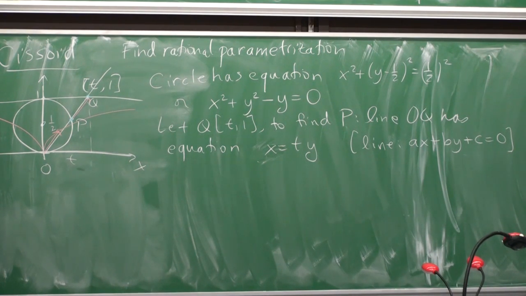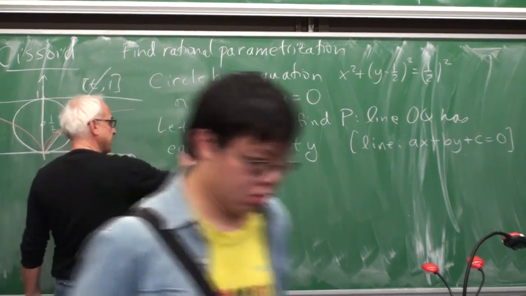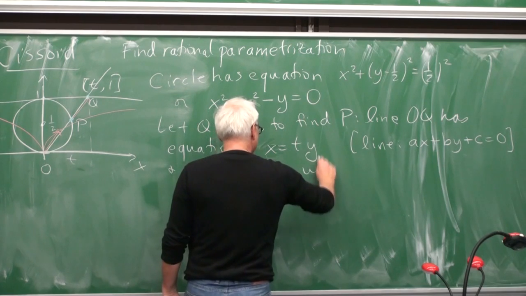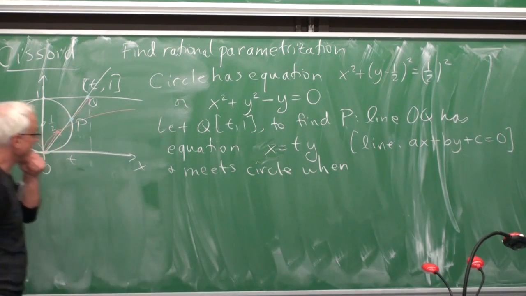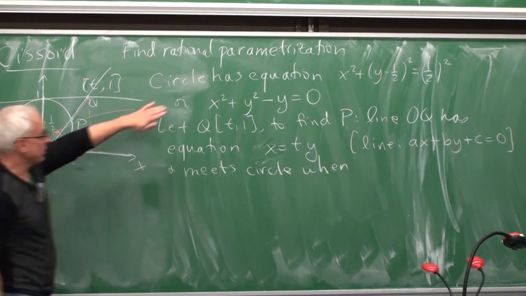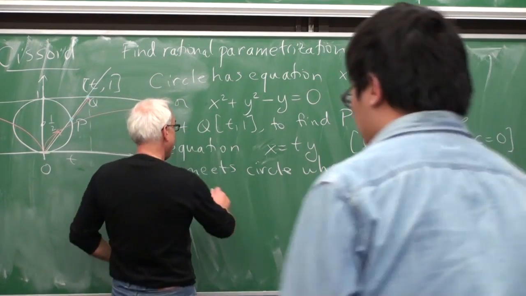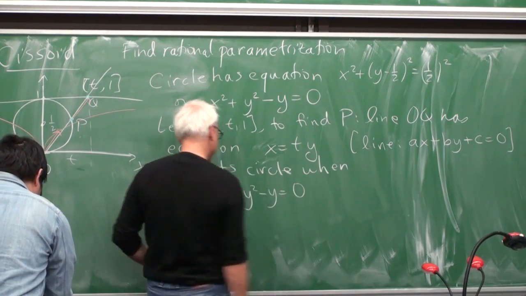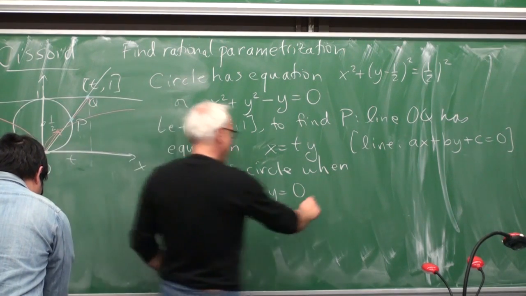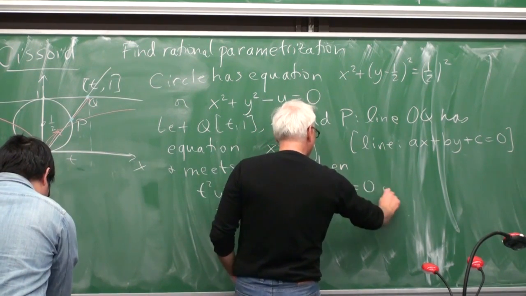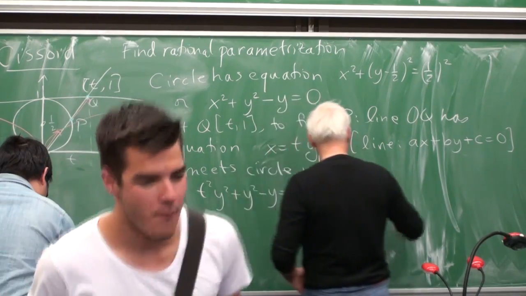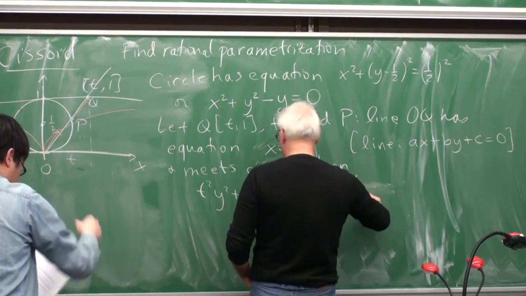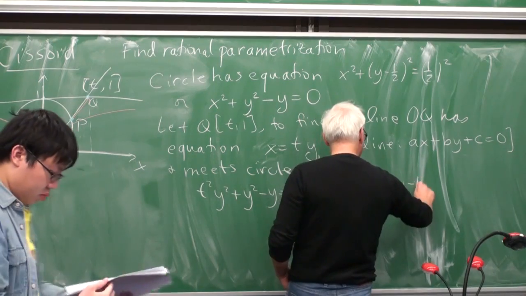Then the line has this equation and meets the circle where, okay, what's the equation that we need? We need to plug this into the equation of the circle. Here's the equation of the circle, so we'll replace x with ty, getting t squared y squared plus y squared minus y equals 0. Maybe I'll just factor it. That's the honest thing to do. So y times (t squared y plus y minus 1) equals 0.